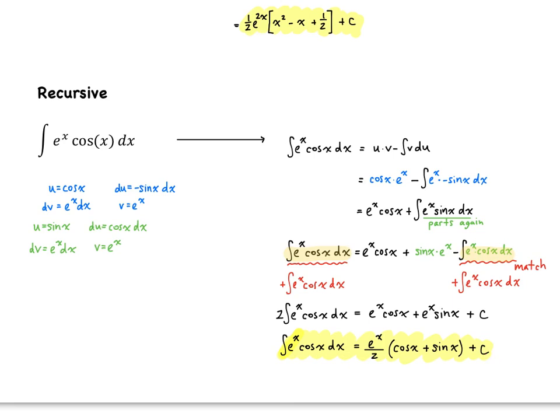So sometimes you have to use parts multiple times, okay? And as you're going through, recognize if that integral actually matches what we're originally trying to find, okay? And when do you use parts? Well, you use parts when we're trying to integrate a product of two functions where a u substitution is not possible, okay? If you have any questions, let me know. We'll get lots of practice in class.